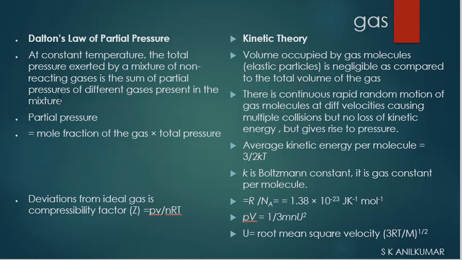This is Dalton's law. What is partial pressure? It is the mole fraction of the gas times the total pressure. Total pressure is the overall pressure by the gas available there. Partial pressure is the pressure due to the mole fraction of the gas. Now there is always a deviation from ideal gas behavior, PV equals nRT does not hold. This deviation is measured by the compressibility factor, called Z. That is how much the gas can be compressed.